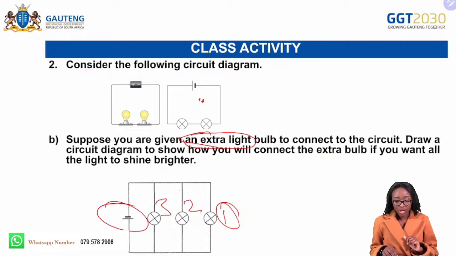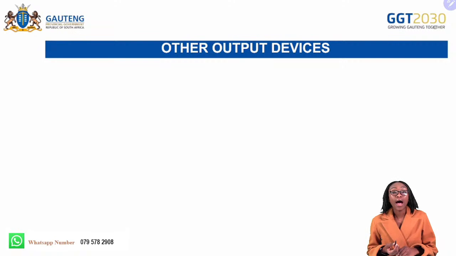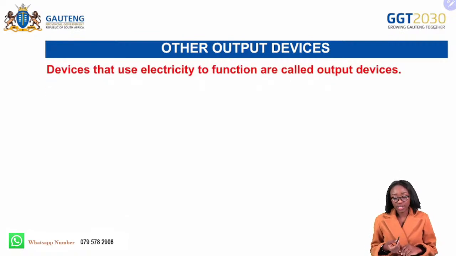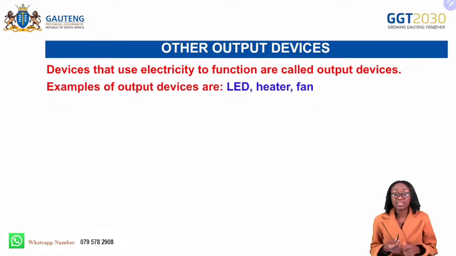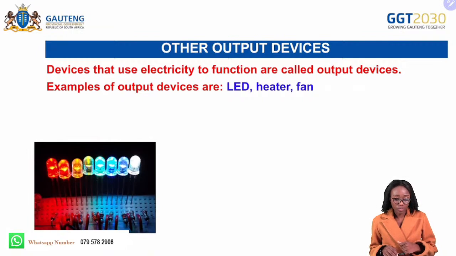Now let's look at other output devices, which was our 4th learning objective, other output devices. So devices that can use electricity to function are called output devices. Examples of output devices are LED lights, heater, and a fan. So those are our output devices.